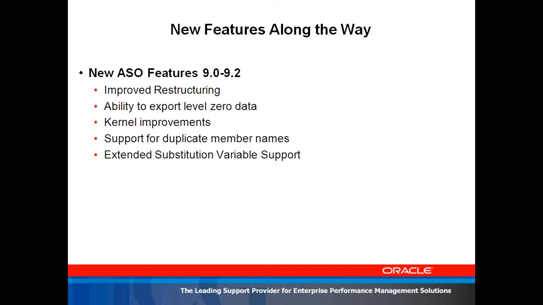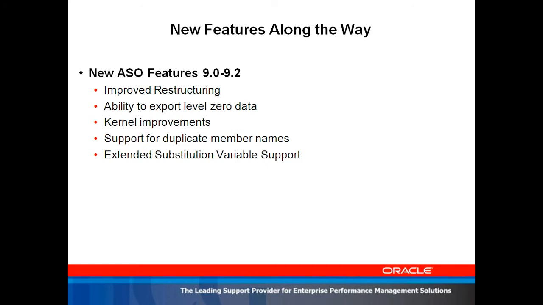In Essbase 9, versions 9.0 through 9.2, many features available in ASO were released. The new features include improved restructuring, where now in most cases you could change a database outline and restructure without having to clear the data from the database. That would save a lot of time. It also provides the ability to export your level 0 data from an ASO database so that you can easily create backups of your data or transfer that data to a different database.